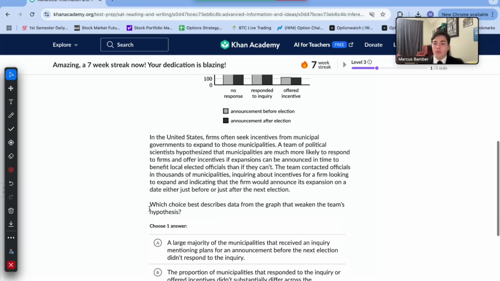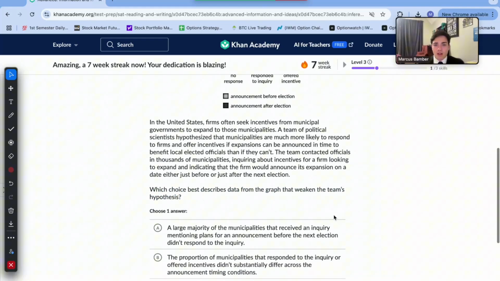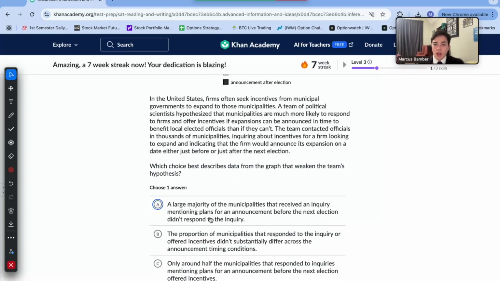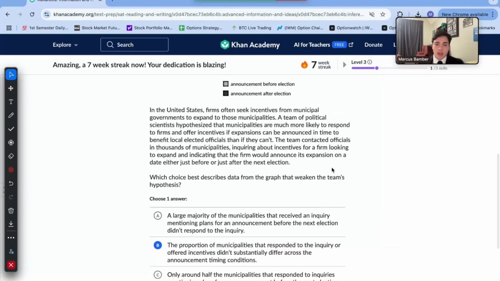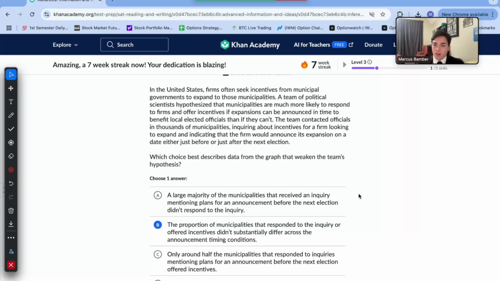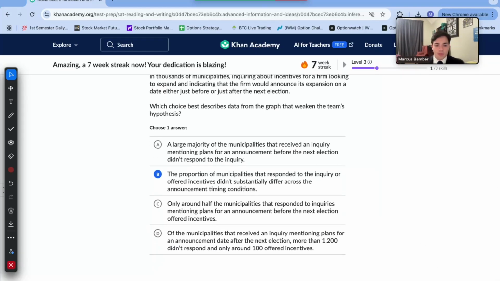There was no difference. Which choice best describes data from the graph that weakens the team's hypothesis? As we can see here, it's very weak because there was not a lot of change. A large majority of the municipalities that received an inquiry mentioning plans for an announcement before. Nope, this does not weaken their claim. The proportion of municipalities that responded to the inquiry or offered incentives didn't substantially differ across the announcement timing conditions. And choice B is correct because they say that they are much more likely to respond in that difference of election times. All right, answer choice B is correct.